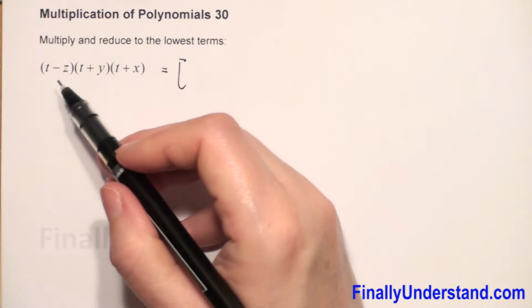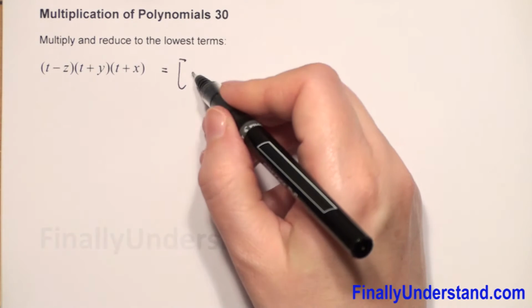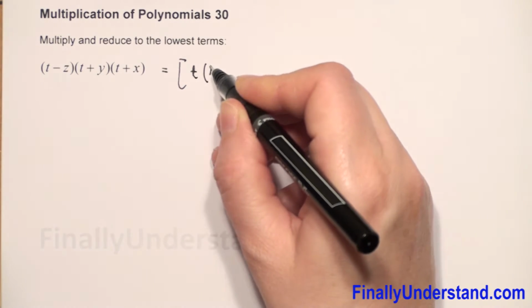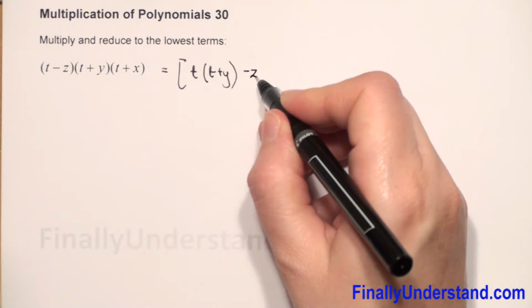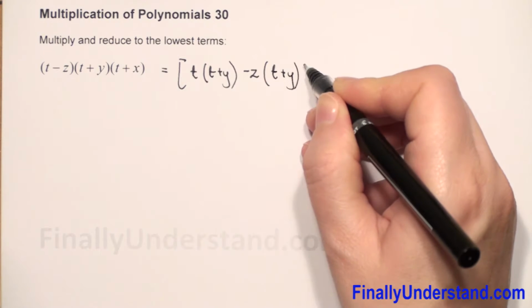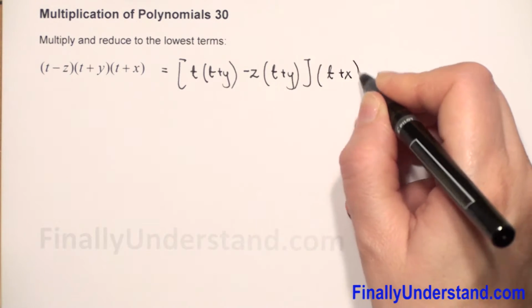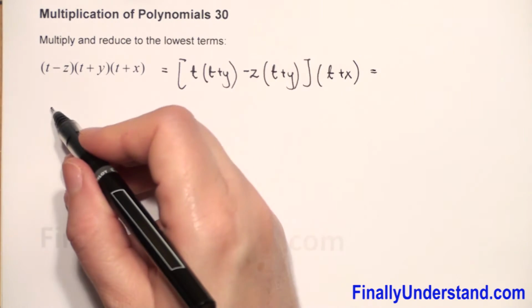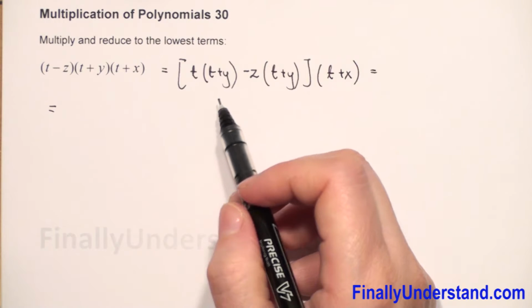So it will be t, we have to multiply this whole expression in the second parenthesis. And next we have negative z, we have to multiply times t plus y, close brackets, everything we have to multiply by t plus x. So this is equal. Next, in brackets, we will have to use distributive law of multiplication.